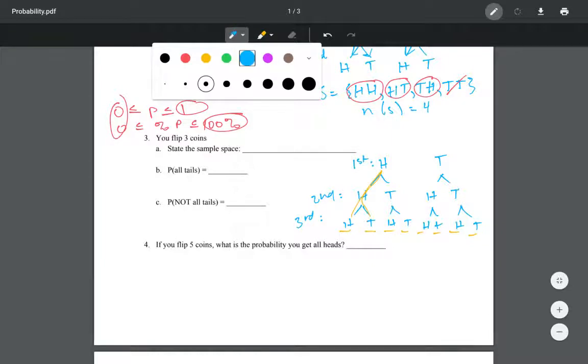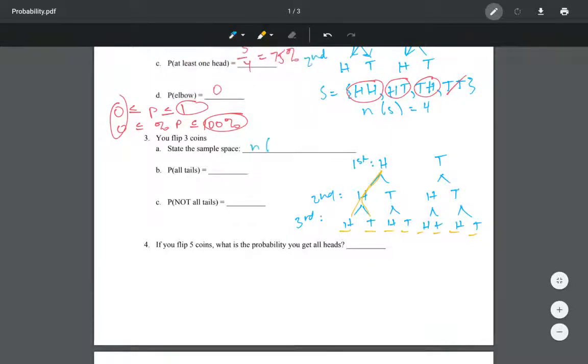Instead, you can just see the tree diagram. But I will say that the number in that sample space is equal to 8. We can also use a multiplication principle to get to these 8. So notice each outcome has 2 possibilities, or each coin has 2 possibilities.